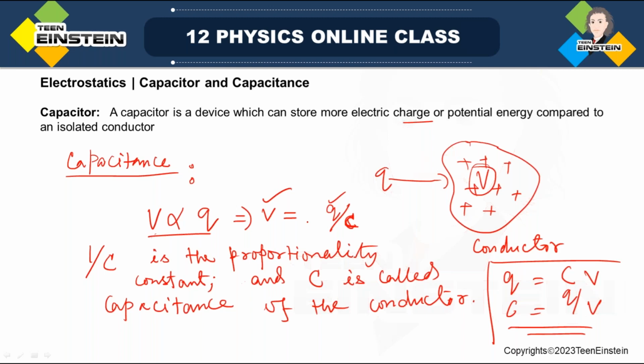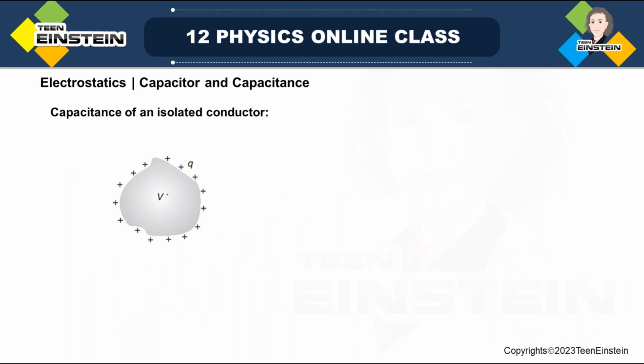Now, what is this capacitance we have learned? So capacitance, as we have already found out for an isolated system, is Q by V. C is equal to Q by V. And see, what is the SI unit of capacitance?